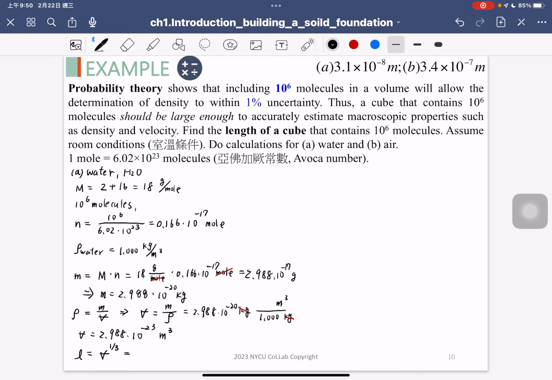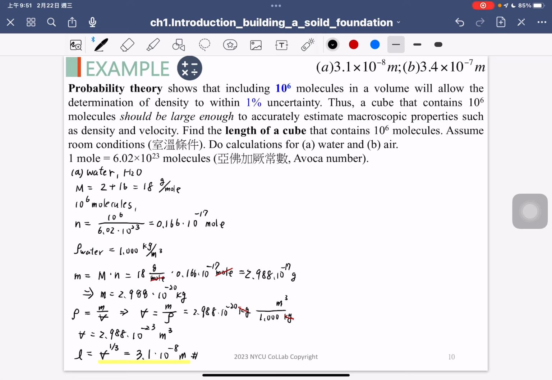Okay, the answer is quite similar to the number shown on the upper right corner. It's 10 to the minus 8 meter. So we finish, and we have the answer here. This is our final answer. So this is just the idea.